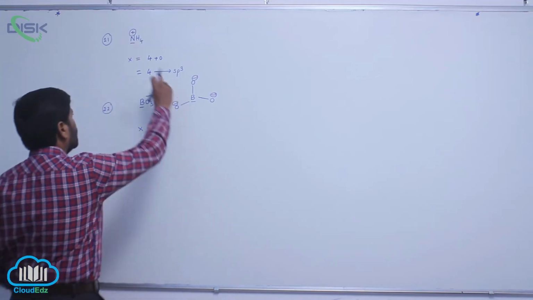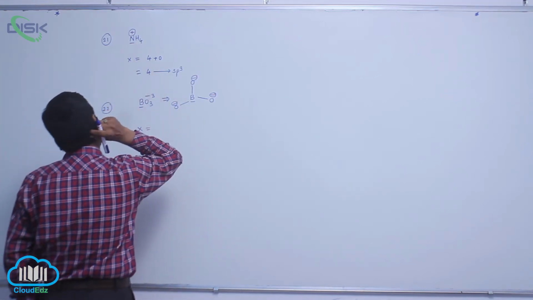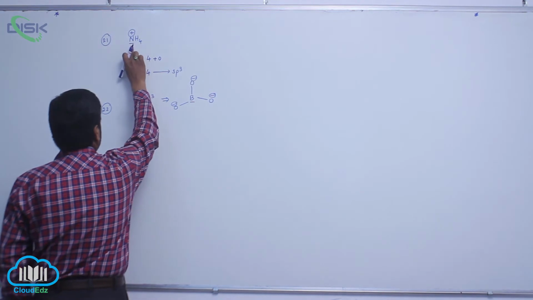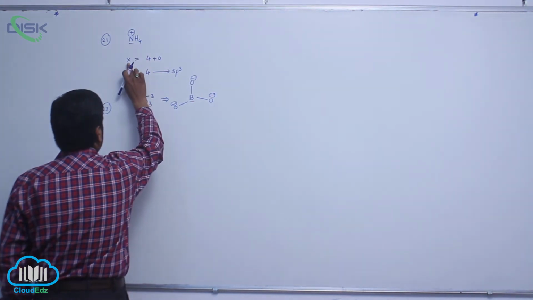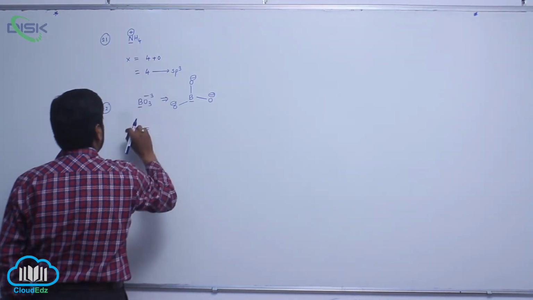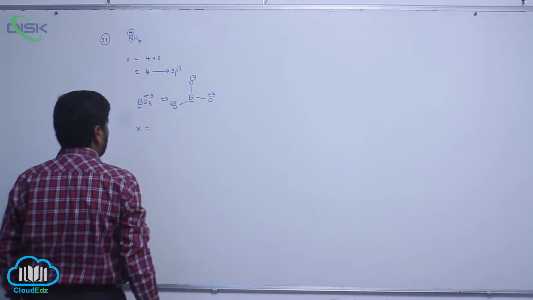Right. This is ammonium ion, NH4 plus. The central atom is nitrogen. So therefore X equals 4 plus 0, 4, sp3 hybridization.